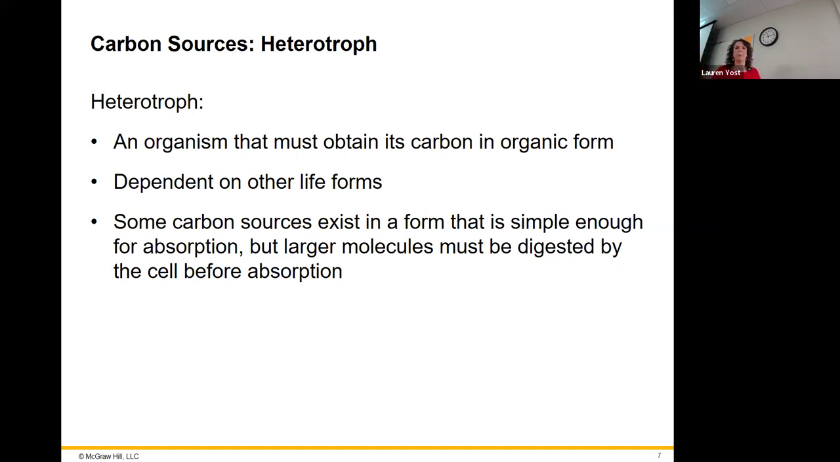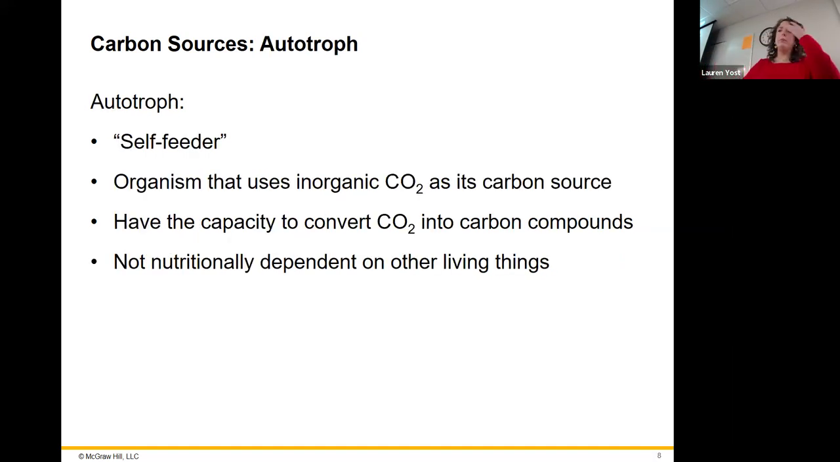Where does your carbon come from? If you got it from some other organism fixing it into organic form, you're a heterotroph. If you got it because you were able to use inorganic carbon to make organic molecules, like plants do, right? They are literally fixing carbon dioxide and turning it into organic molecules. That's what photosynthesis is for. So they can use that inorganic carbon dioxide as their carbon source and turn it into other organic compounds through chemistry. But they are autotrophs.